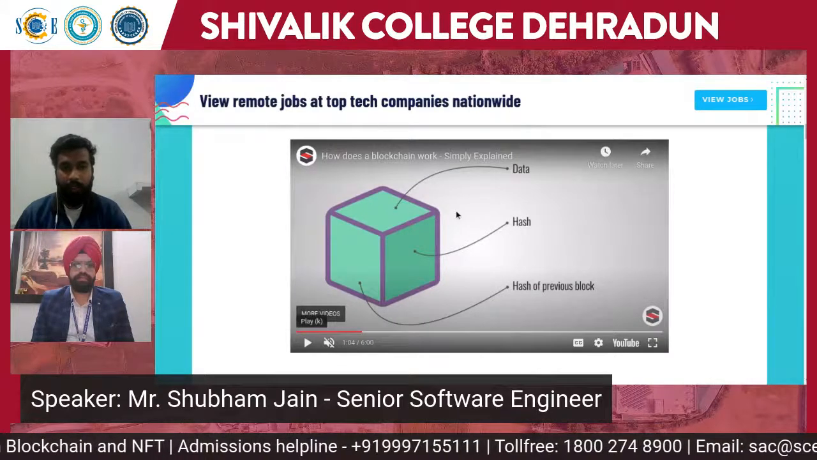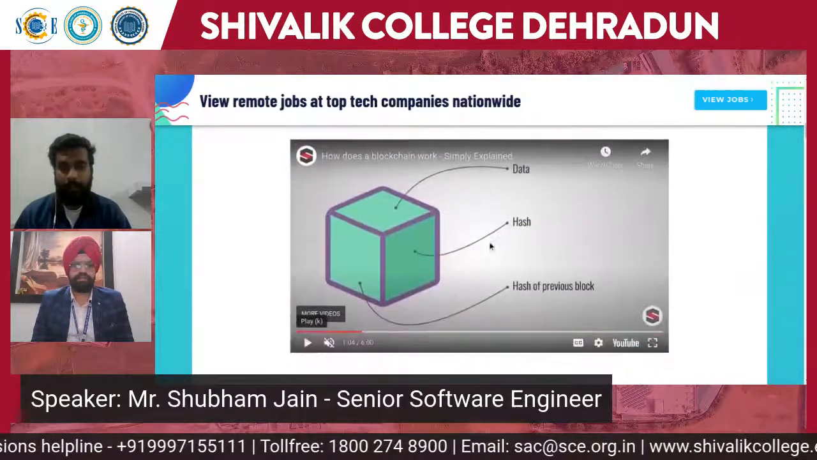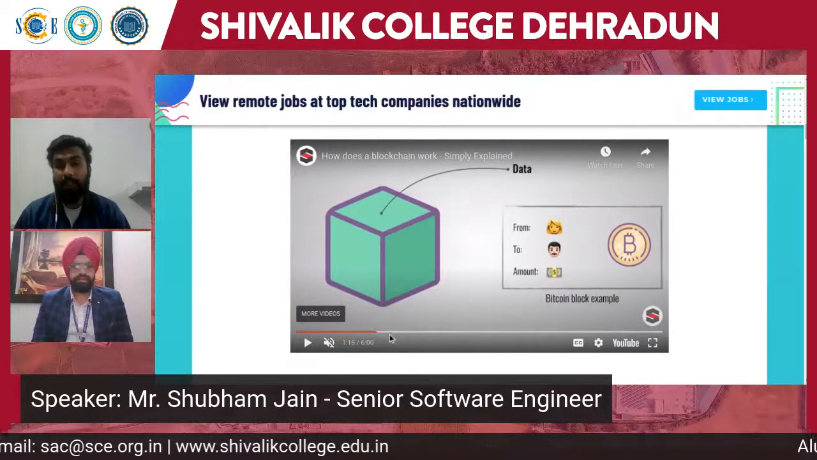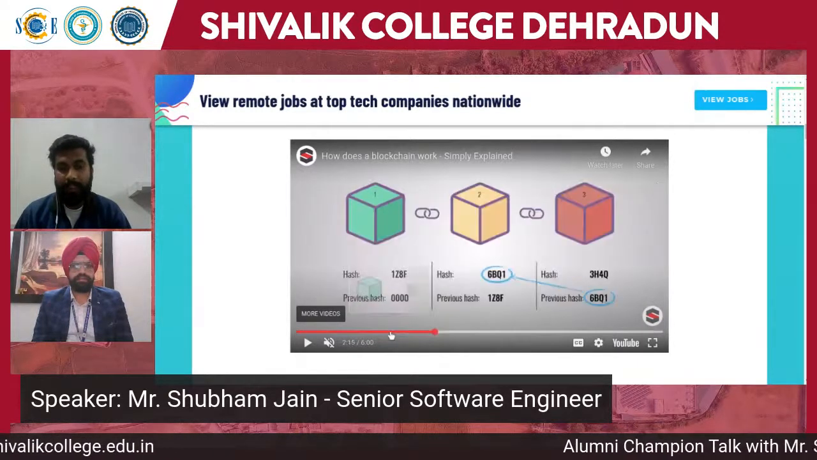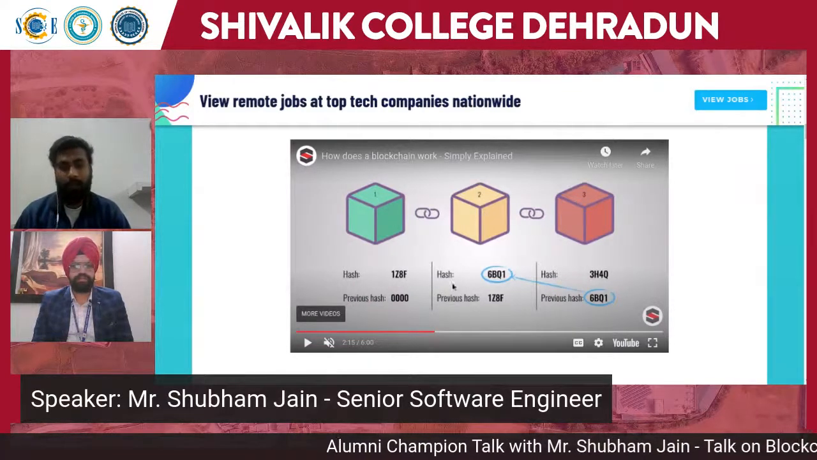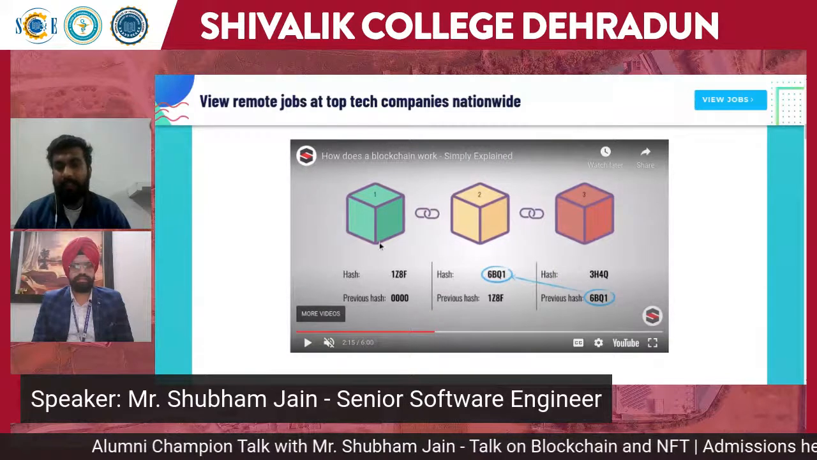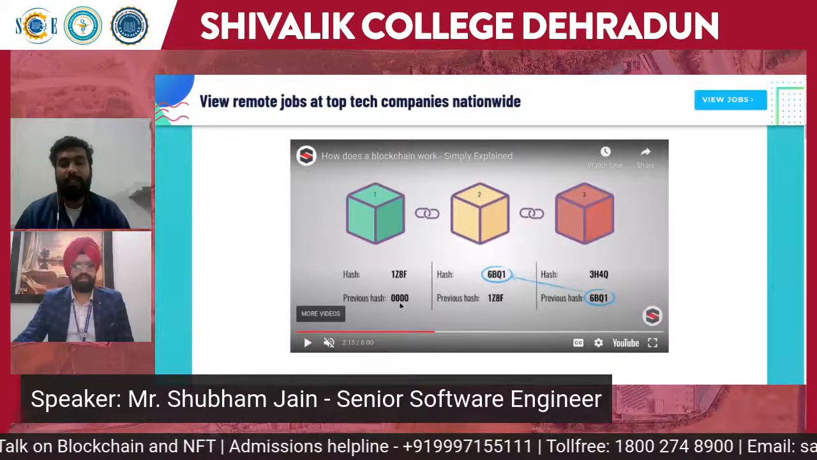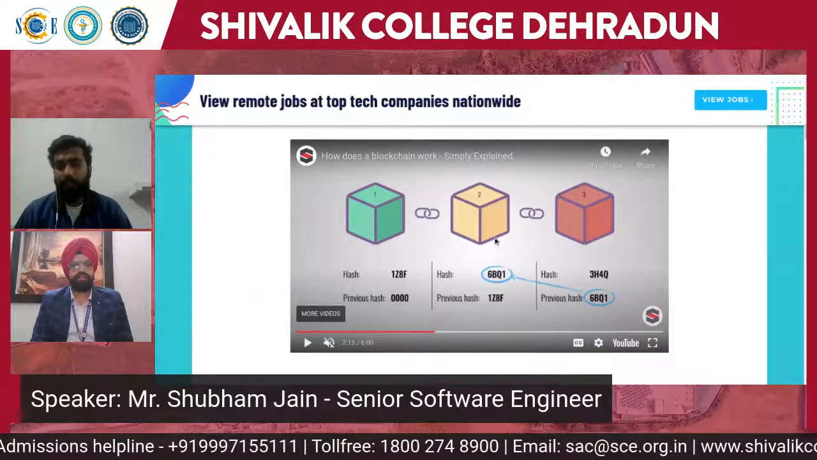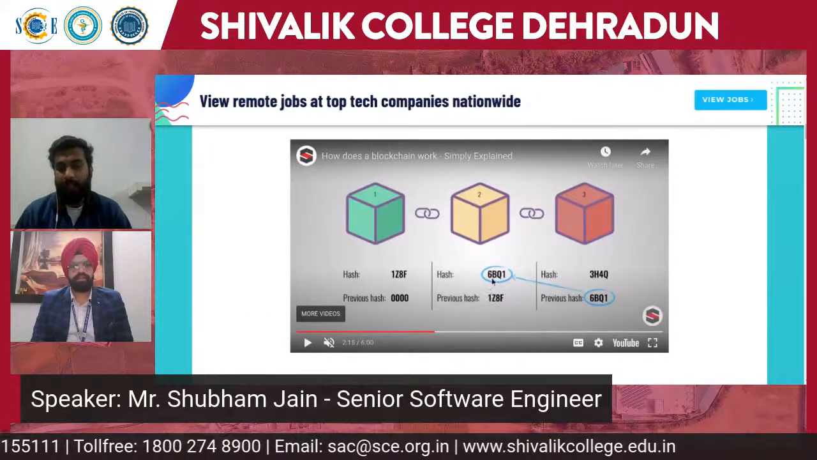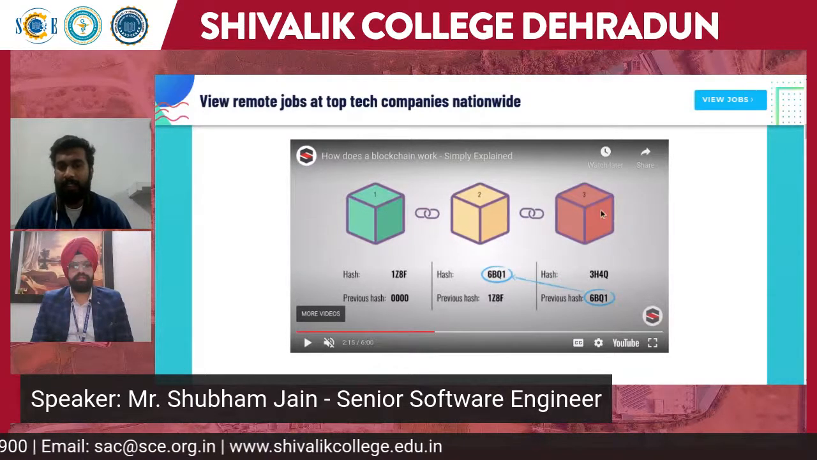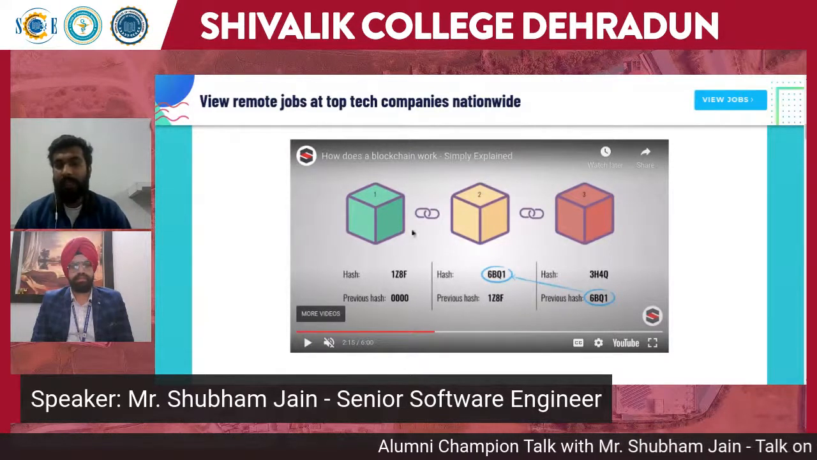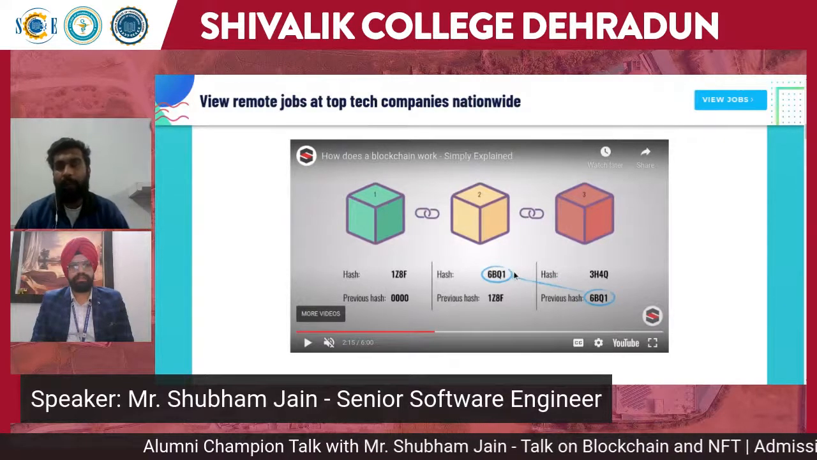I'll show you the hash also. And there is a hash of the previous block. So if you understand blockchain, it is a chain: first block, second block, third block. There is a particular hash associated with each block, and the starting block has a hash starting with 000. Then there is a new block with its own unique hash, and likewise the third. Every block contains the previous hash so that they can make a chain. So that is blockchain.